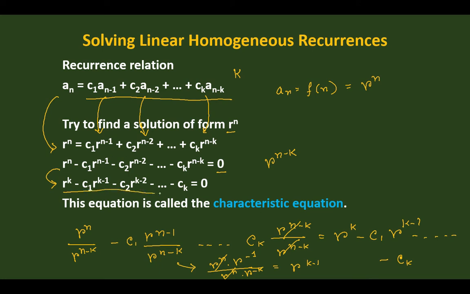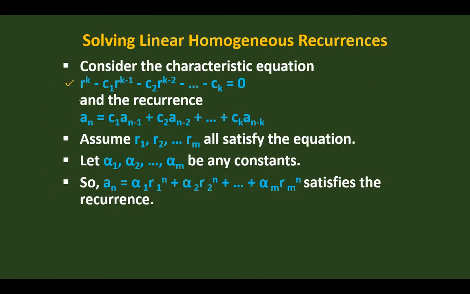So this equation that we have got is called the characteristic equation. All right. So this is the characteristic equation which we have got from this recurrence relation. We're going to assume that r1, r2 till rm are m number of roots of this characteristic equation, and alpha 1, alpha 2 to alpha m would be any constants. So an would be written in this form. You can pause the video and look at this equation and write it down on your notepad.